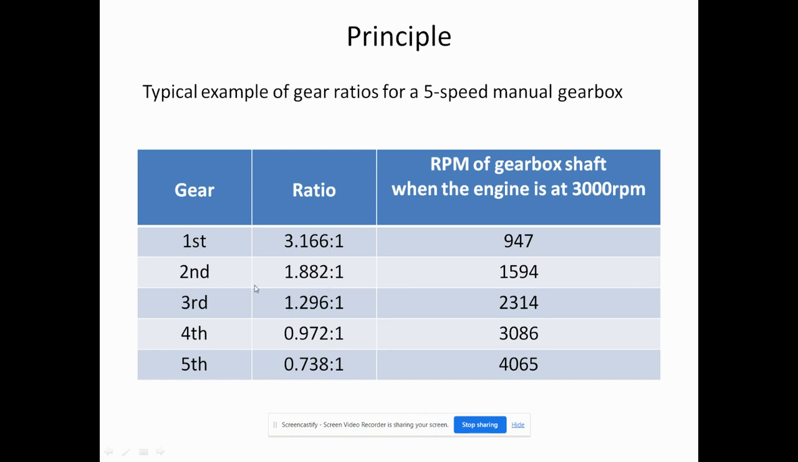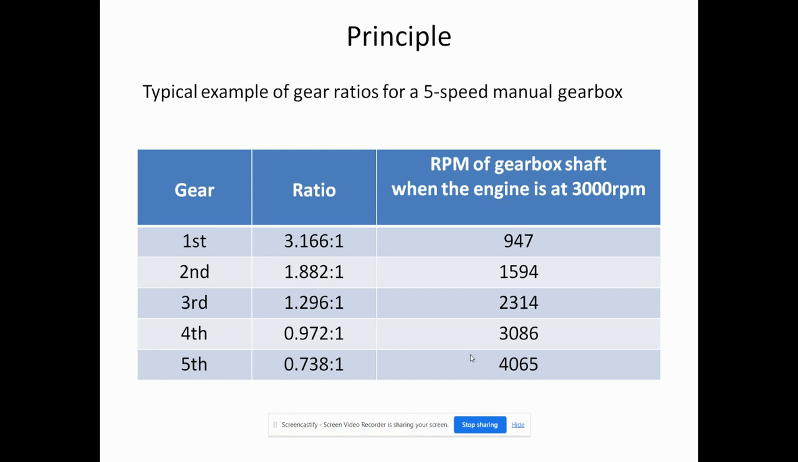We can see here clearly for the second gear, the third gear, and the fourth gear, if the gears are increasing, the ratio of the gear speeds will be decreased, as we can see here. If the gears increase, the RPM will increase. You can see for the first gear 947, the fifth gear 4065, which shows a very high RPM. With that high RPM, they are rotating.